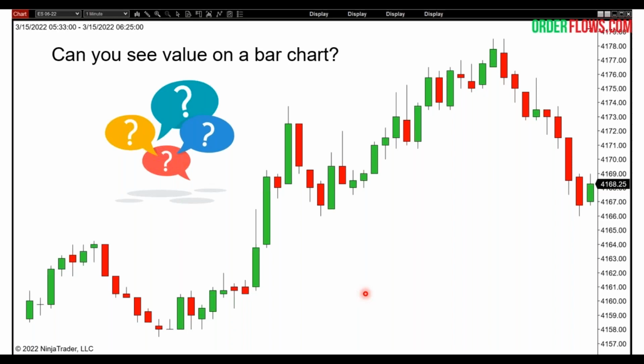Now, if you're looking at a normal bar chart, can you see value? No, you'd be guessing. A lot of people like to look at value and say, well, we're in a sideways market, so that must be value. Okay, well, you don't know why it's in a sideways market. It could be waiting for more information. It could be consolidating because, like this week, we got a Fed announcement. Some markets tend to quiet down around certain times, and that's where balance is going to come in.